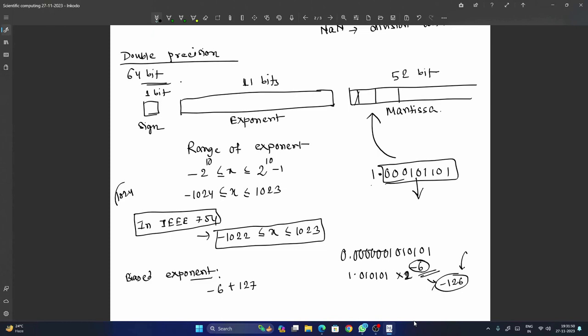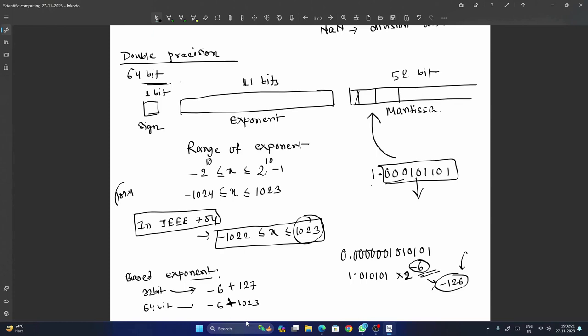And if it is a 64-bit system, then add 1023, because here the minimum negative is minus 1022. So in the 32-bit system, just add 127, and if it is a 64-bit system, then with minus 6 add 1023, and it will make it positive. After that we save the exponent, and that's the process.